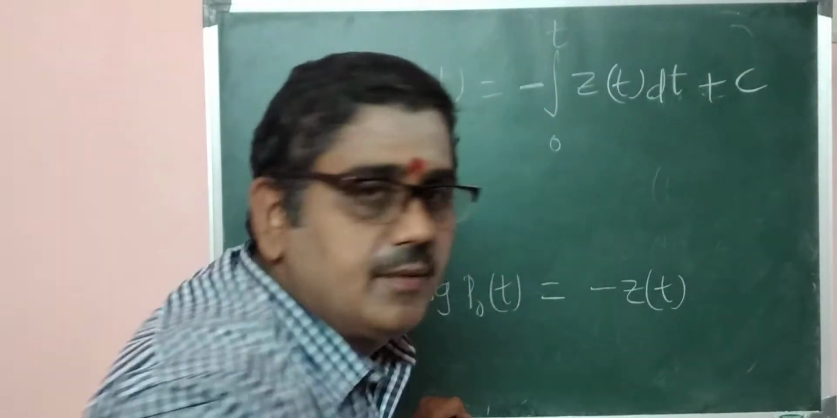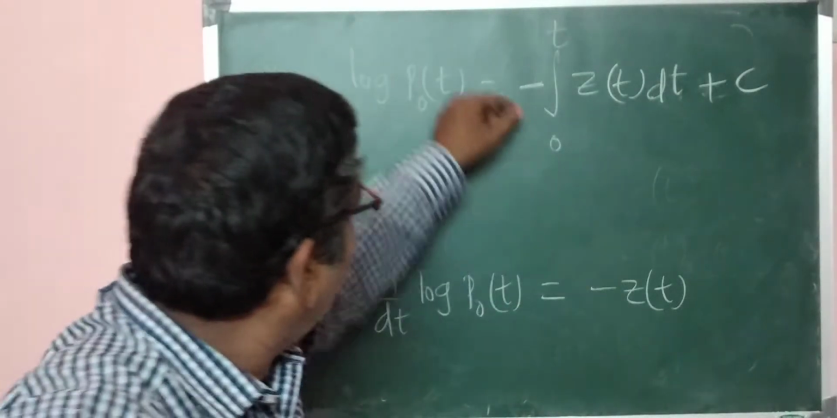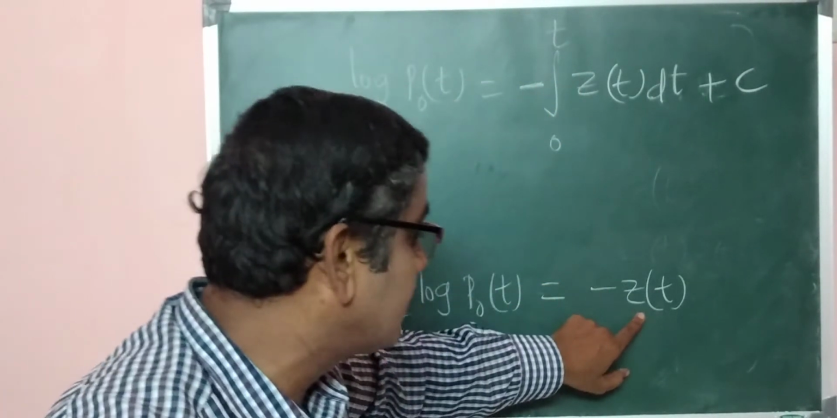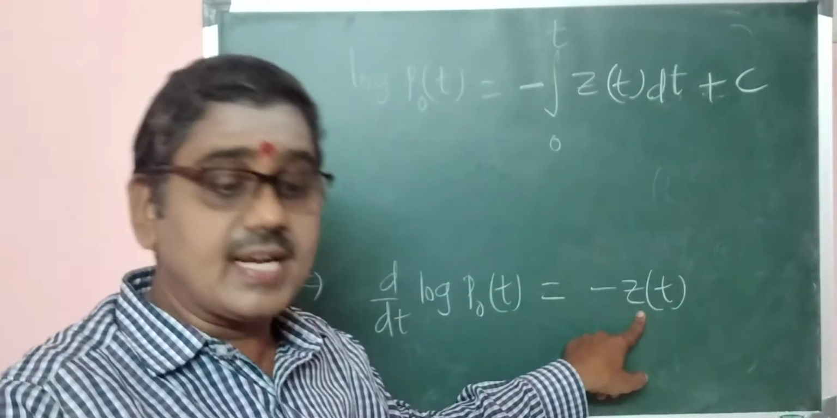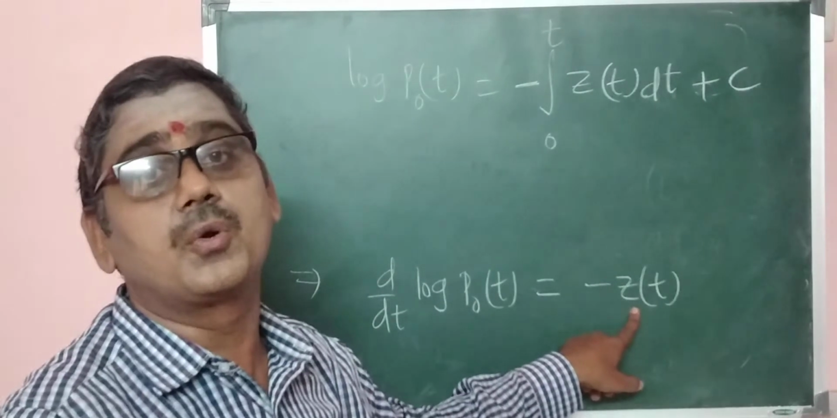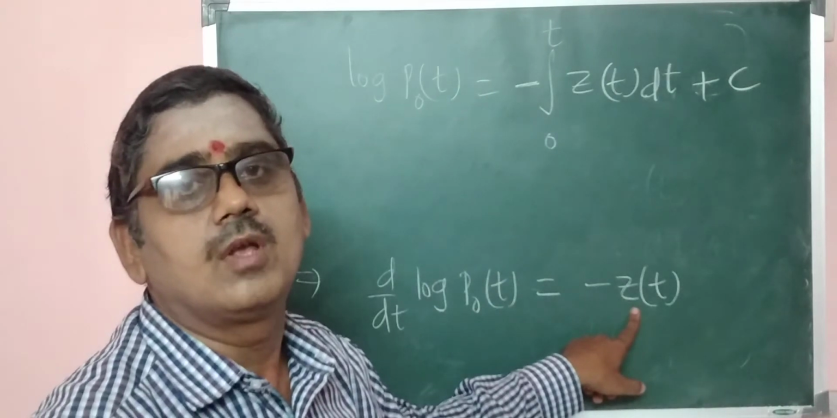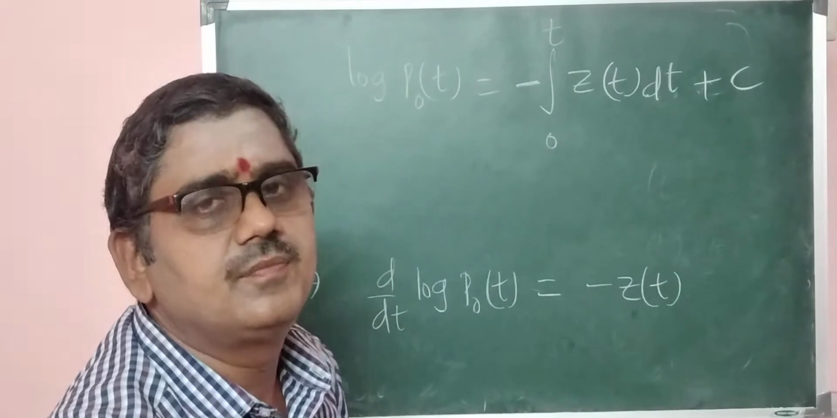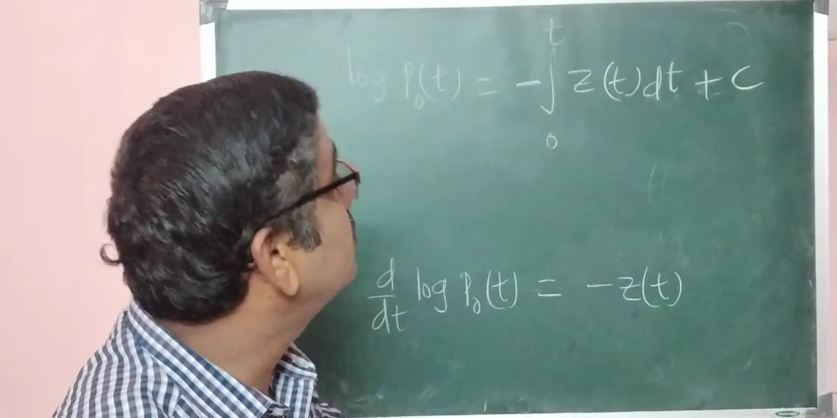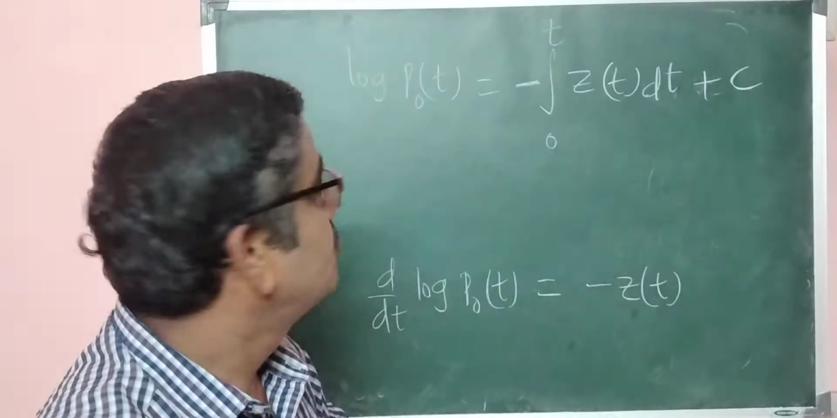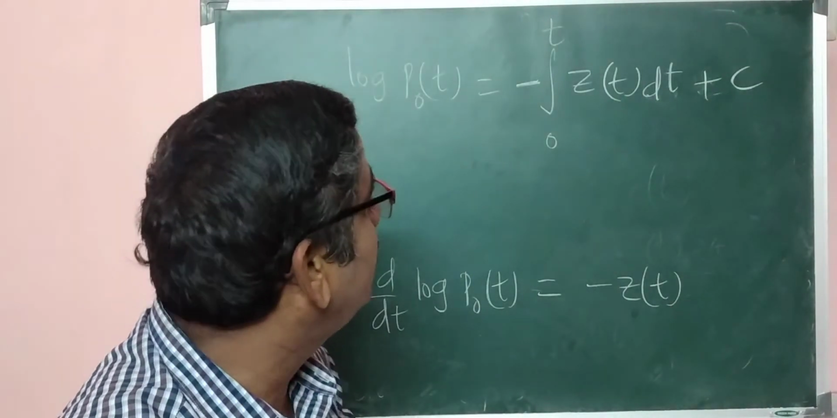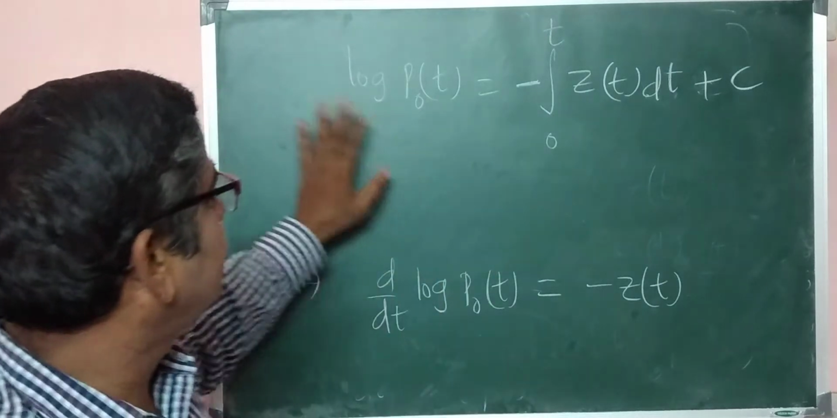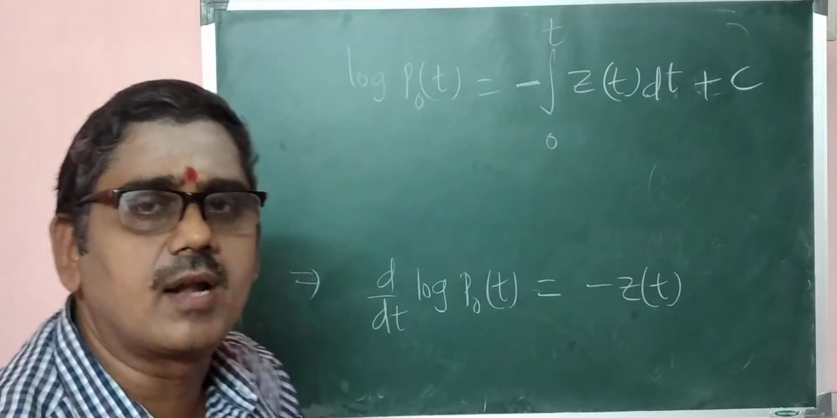Is it right? I am considering the limits from 0 to t, because z of t takes values from 0 to t. The initial time period is 0 and the maximum value is t. So therefore I consider 0 to t. So minus integral 0 to t z of t dt plus a constant. So this is the integration part.